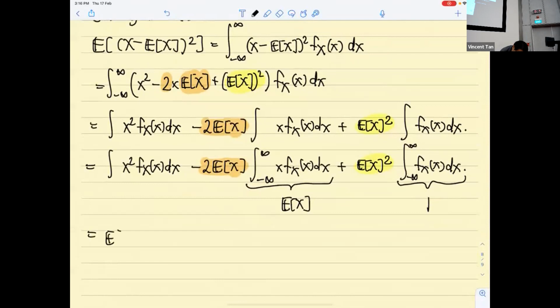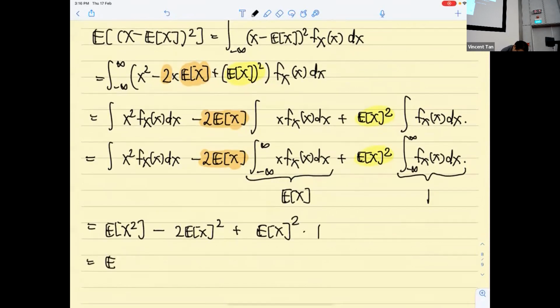The first thing is the second moment. And now we have 2 expectation value of x times expectation value of x, so you square, plus expectation value of x squared times 1. So now we have expectation value of x squared minus expectation value of x quantity squared. I think it's better to put more brackets here, otherwise it doesn't look good. So as you can see, this is the whole proof.